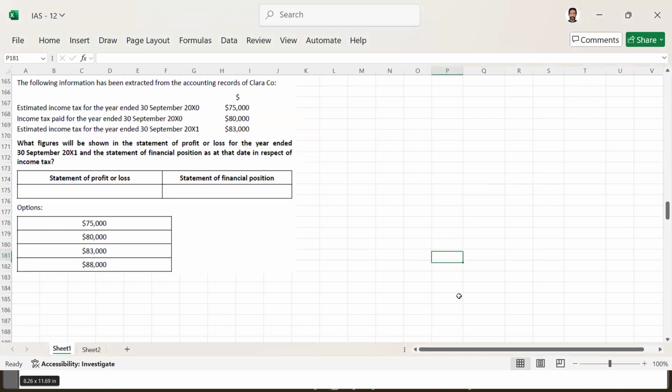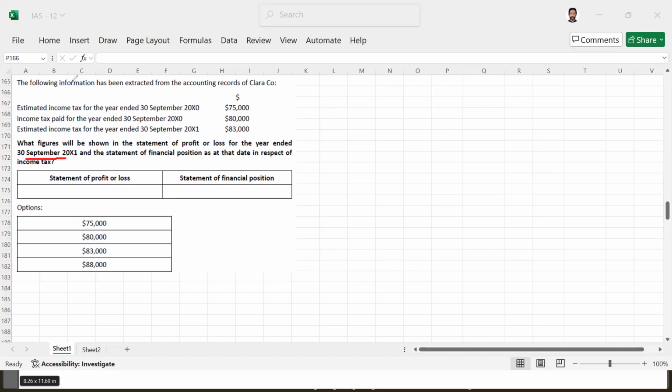Okay, so here is a really good question. Again, the method is going to be pretty much the same, but the information presented is going to be slightly different. So it's a good one to have further understanding of the under or over provision here. Let's see. What figures will be shown in the statement of profit or loss for the year ended 30th of September 2021 and the statement of financial position as at that date in respect of income tax. So for this date, we have to calculate the figure for the profit and loss in respect of the tax and the figure that goes to the statement of financial position.